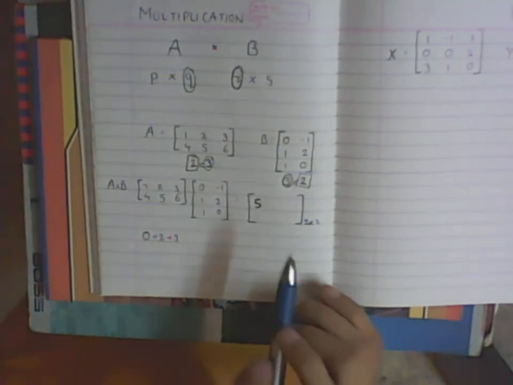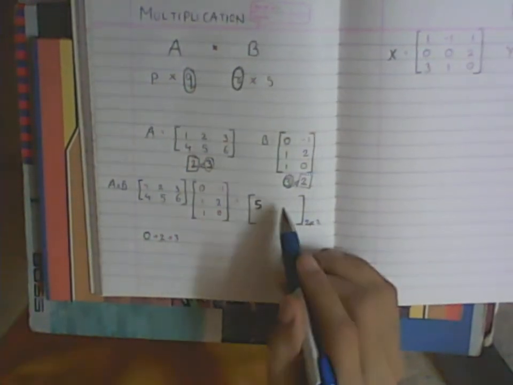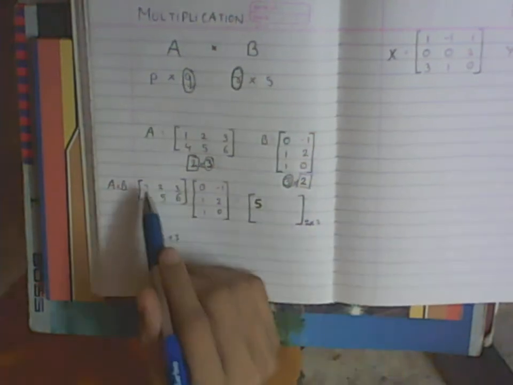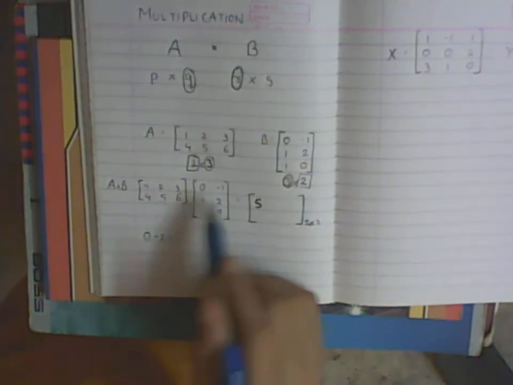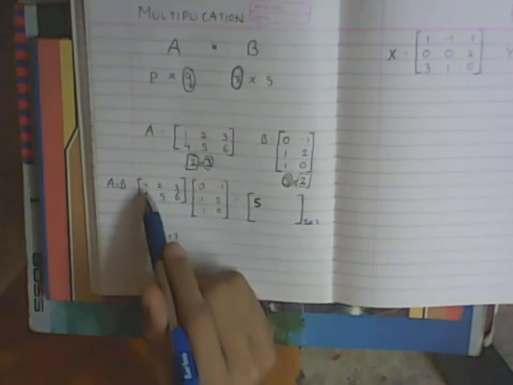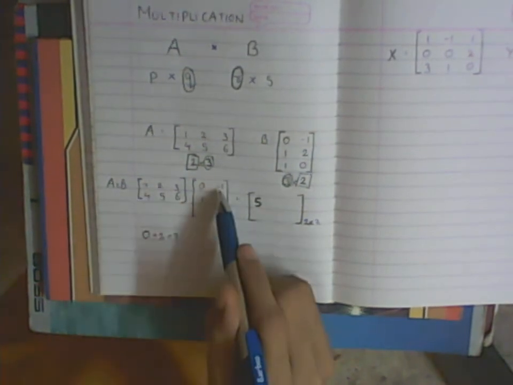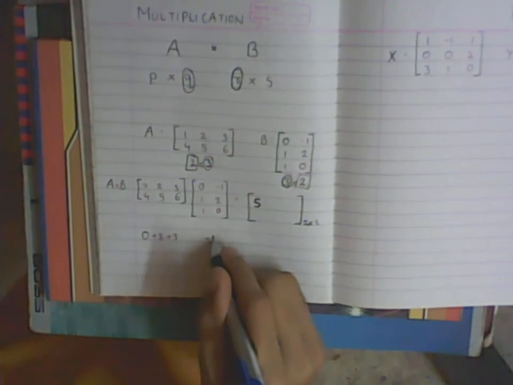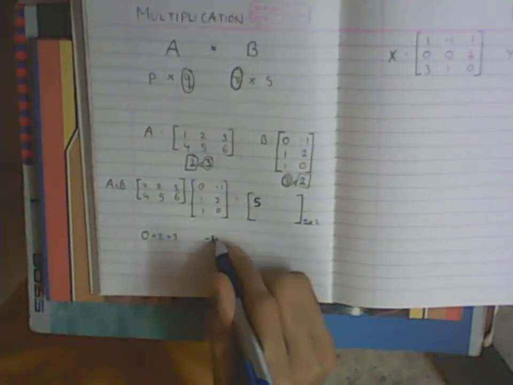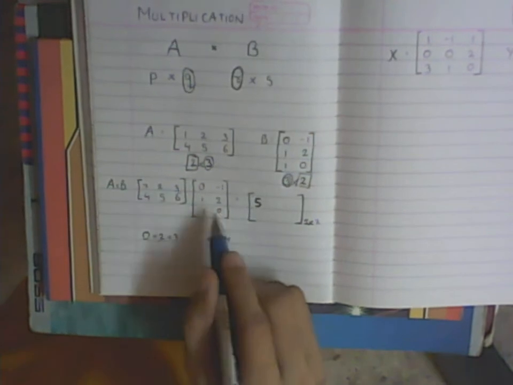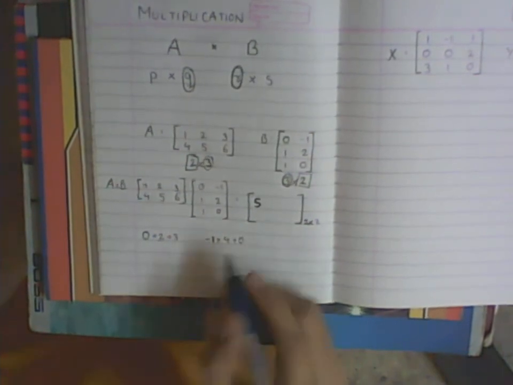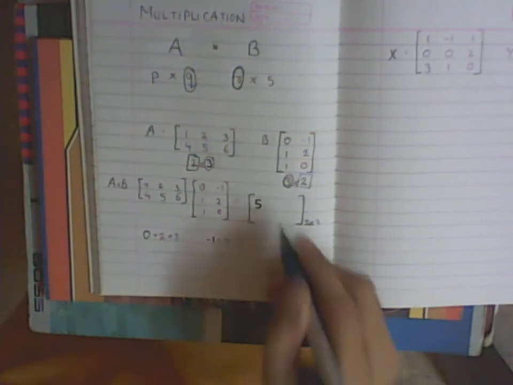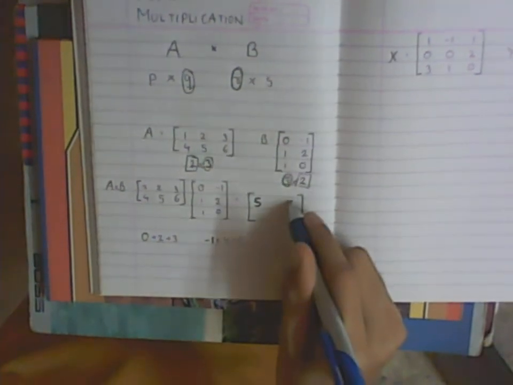You do this similarly for the other entries. This entry is the first row, second column entry. So I would take the first row from here and the second column from here. 1 multiplied by a negative 1 gives me a negative 1. A 2 multiplied by 2 gives you a 4. And a 3 multiplied by 0 gives you a 0. If I add these numbers, I would get a 3 here. So that's my entry: 3.